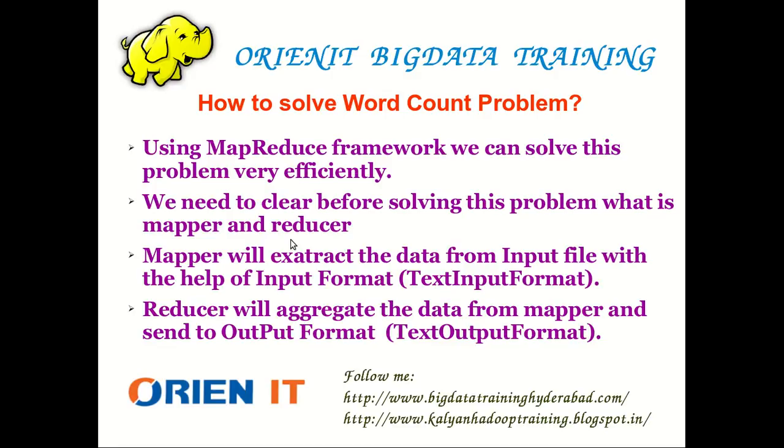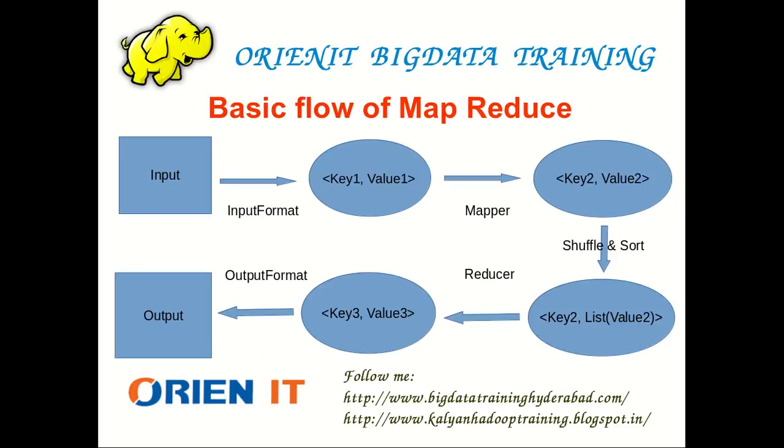So make sure that you understand the basics about the mapper and reducer. Mapper will extract the data from an input file and will do some kind of processing. A reducer will aggregate the data from a mapper and send it to the output format. This is the general view of this problem if you want to solve it. So let's go one more level down.